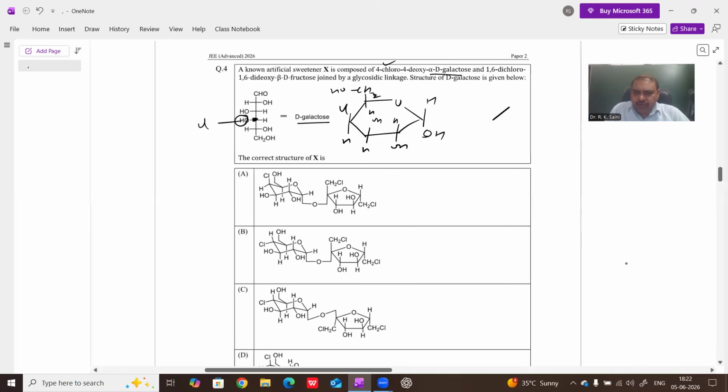And write fructose, 1,6-dichloro-1,6-dideoxy-beta-D-fructose. In the case of beta-D-fructose, it contains a 5-membered ring, in which, after removal of OH from the first and 6th carbon, we added Cl. This carbon is first, second.